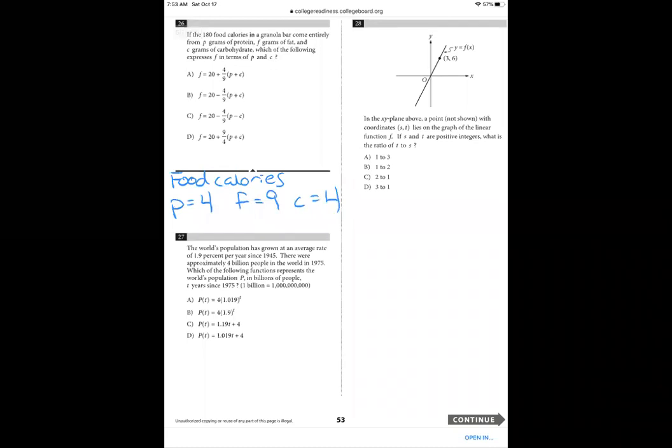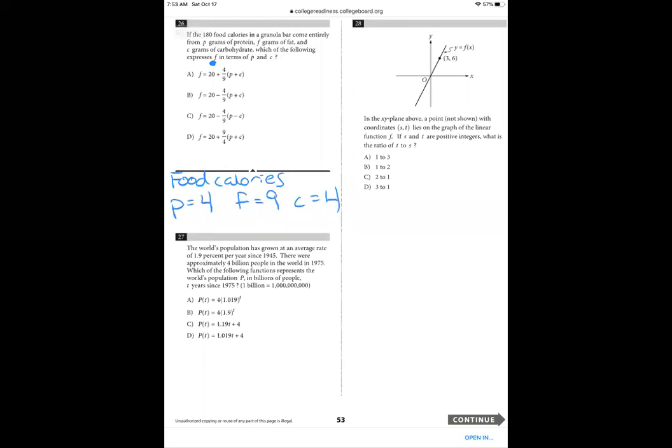Okay, so if you would like to try these without any hints, please pause now. I'll go through and provide some hints for each of these and then go over them in more detail with the answers. So for 26, again, we have that information from the chart, and we're trying to solve for F. As you can see, all the answer choices.